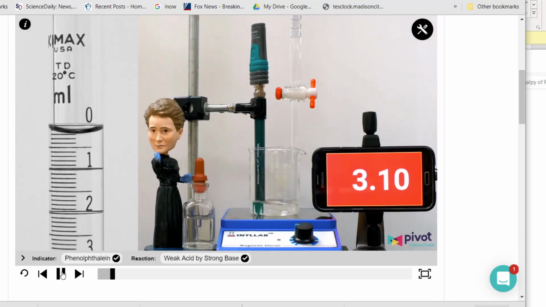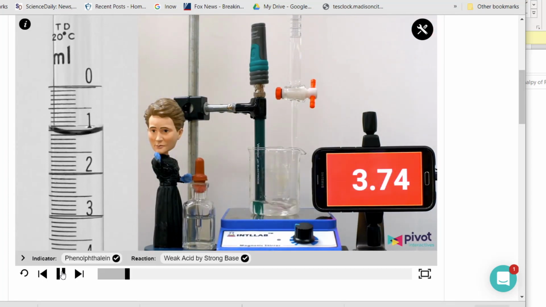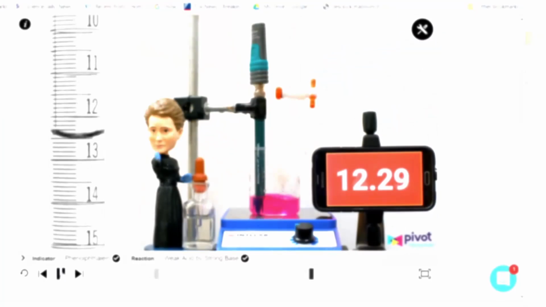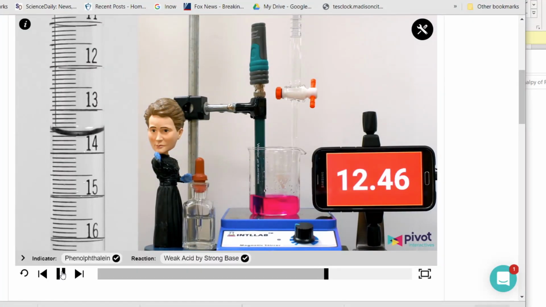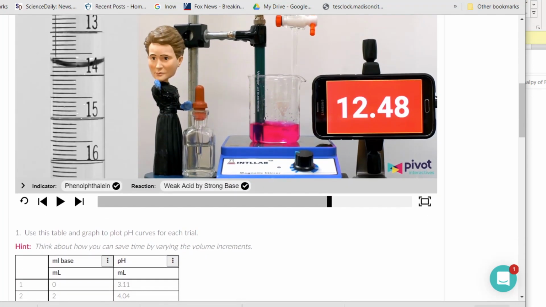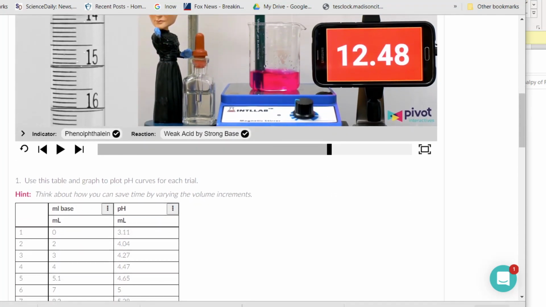They add the acid. It starts to come in. And then we jump to the end. So notice that you can go back and forth and record the pH at any volume of the base. Then it has you collect, and I just collected some sample data.